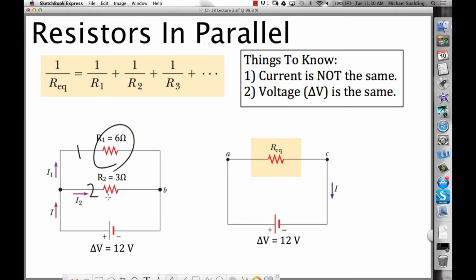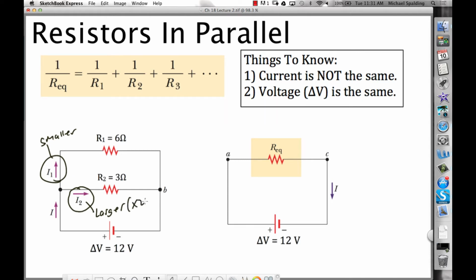Now, 6 and 3 are mighty fine numbers. They're kind of nice. What do you notice about 6 and 3? Well, 6 is double 3, so let me ask you a question. Let's look at I2 here. This is going to be the bigger current, right? I2 is larger, I1 is going to be smaller. How much larger will I2 be compared to I1?